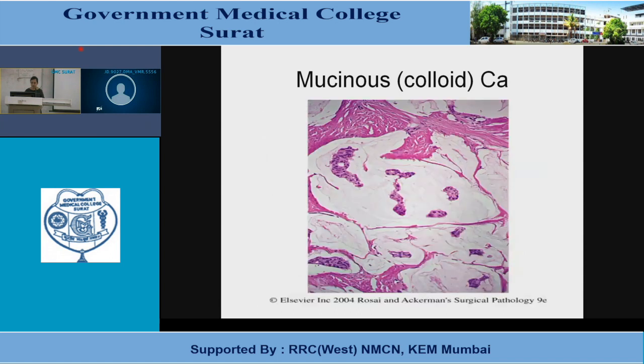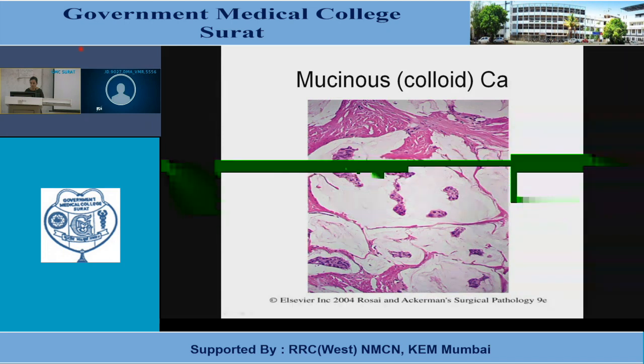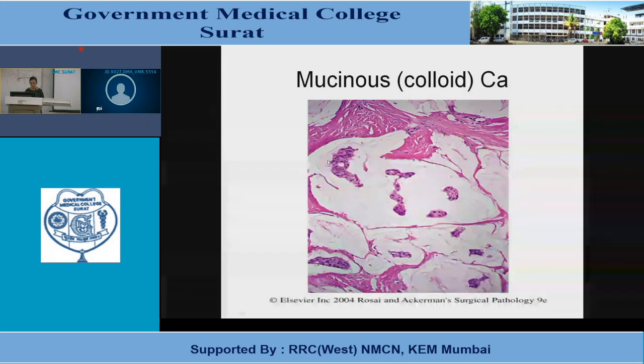Now what you see here are the lakes or pools of mucin. Can you see? This pinkish blue area is basically the extracellular mucin. And these round blobs are basically the tumor cells or the tumor islands which are suspended in this extracellular mucin.